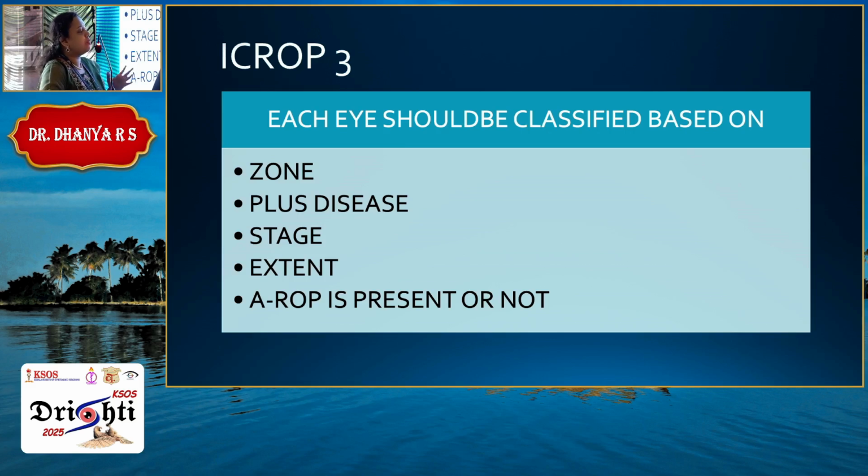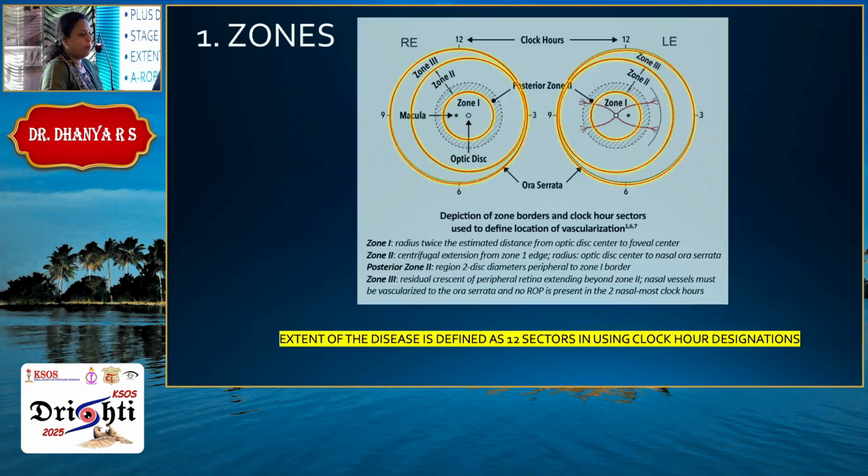So when you screen a baby, you have to look into all these headings. You have to classify each eye based on the zone, whether there is a plus disease, what is the stage of the disease, what is the extent of the ROP disease, and whether AROP is present or not. So we go into each of these. So what are the zones which we have to look into? There are 3 zones, as you all know, zone 1, 2 and 3.